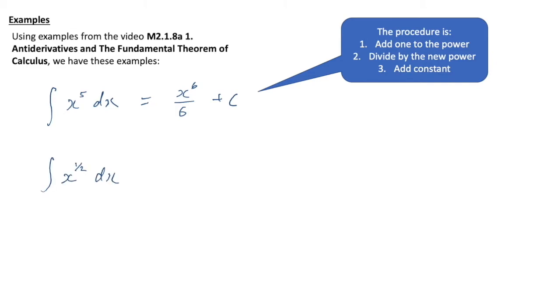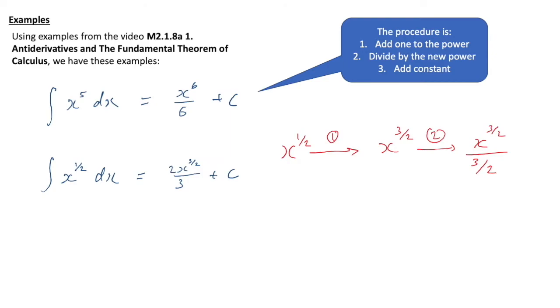Okay, the integral of x to the half dx. Well, the first step is add 1, so that's x to the 3 over 2. The second step is divide by the new power, so that's x to the 3 over 2 divided by 3 over 2. And if we now times the top and the bottom of that by 2, we get 2 times x to the 3 over 2 divided by 3, and there's our plus c.